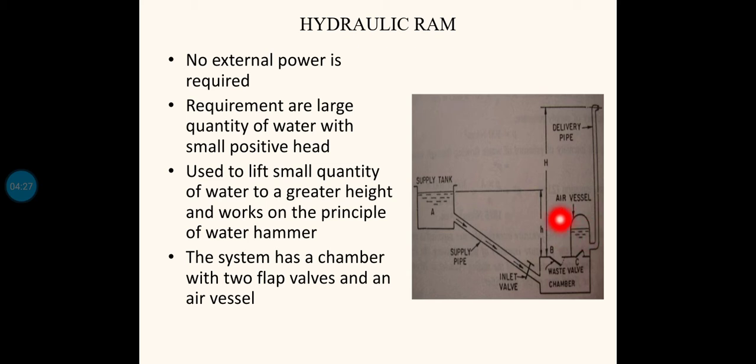Once the pressure reaches the required value, this high pressure air compresses the water inside the air vessel. That means the valve C is closed and the water in the air vessel is pushed through this delivery pipe to the required height. That is the working of the hydraulic ram.